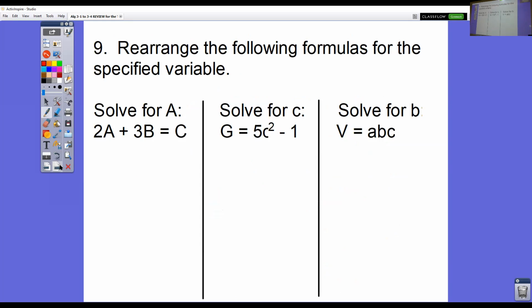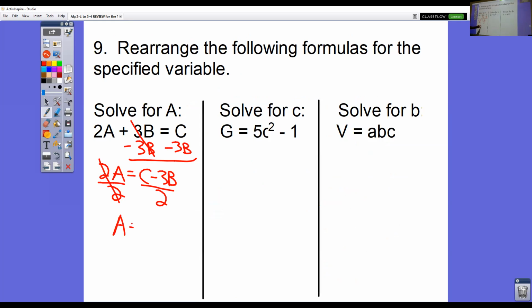In question number 9, rearrange the following formulas for the specific variable. Solving for a, we want to try and get the a all by itself. So we want to do minus 3b and minus 3b. So 2a equals c minus 3b. Just leave it how it is. You can't combine c's and b's. Divide by 2, you can divide that whole thing by 2. So a equals c minus 3b all over 2. And that would be our answer.